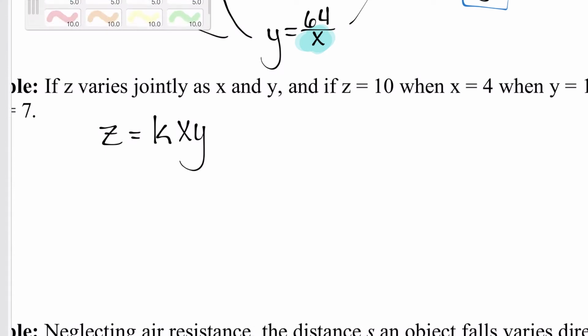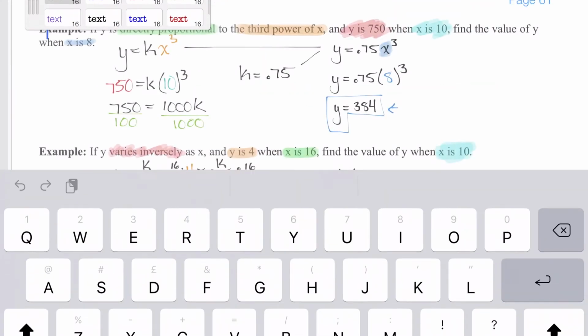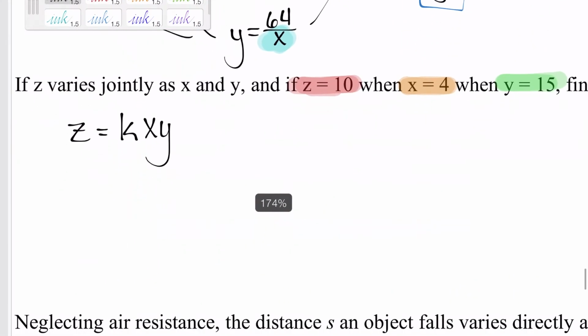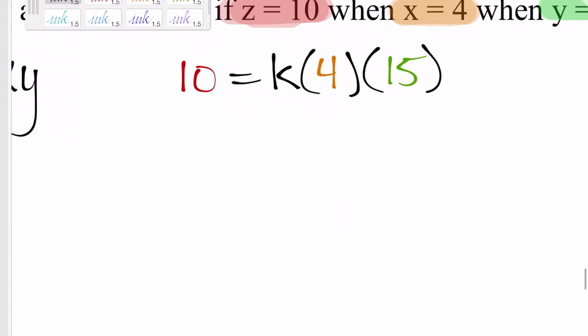And then they give me some more information saying, hey, when we have z equal to 10, then our x is 4 and our y is 15. All of this happens at the same time. So then they give me all of this information so then I can figure out what my constant k is. It's like there's a pattern to the madness. Oh no, method to the madness. That's how that's supposed to work. Pretend I said that. Now that I have everything plugged in, I'm going to solve for my k.